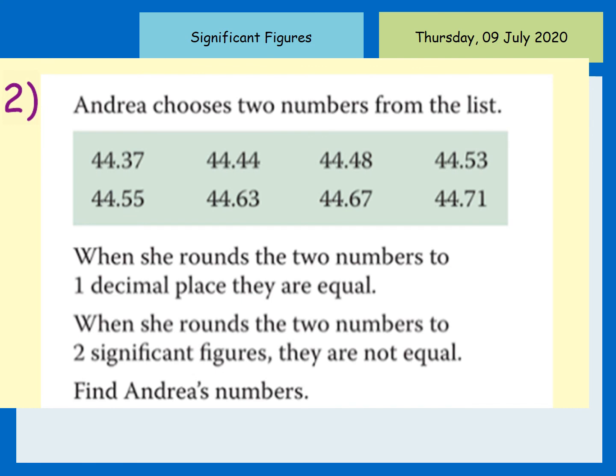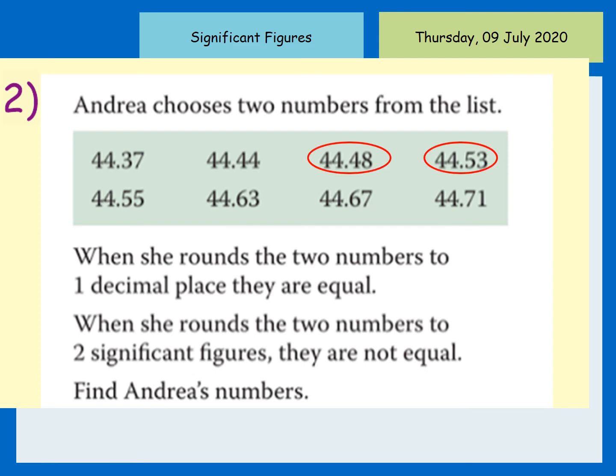Now for our final question, we've got a lot of numbers and it's asking us to do two things. It's asking us to round to one decimal place, and it's also asking us to round to two significant figures. So what we need to do is go through each of those numbers rounding to one decimal place and then go through them again and round to two significant figures. Once we've done that, we need to find numbers that are equal, and then we need to find ones that are different. So once we've done that, the two answers we should get are those two circled there.